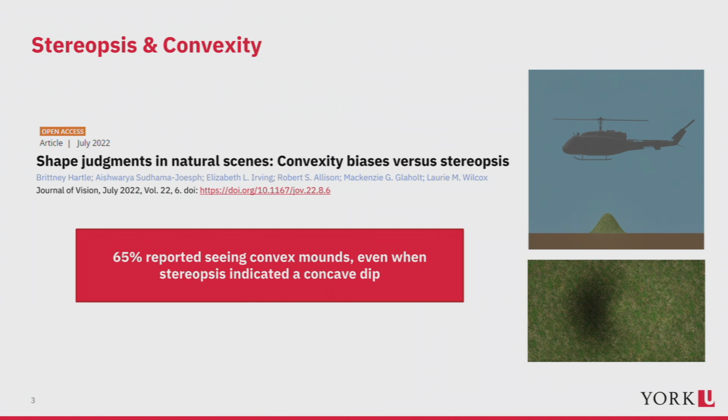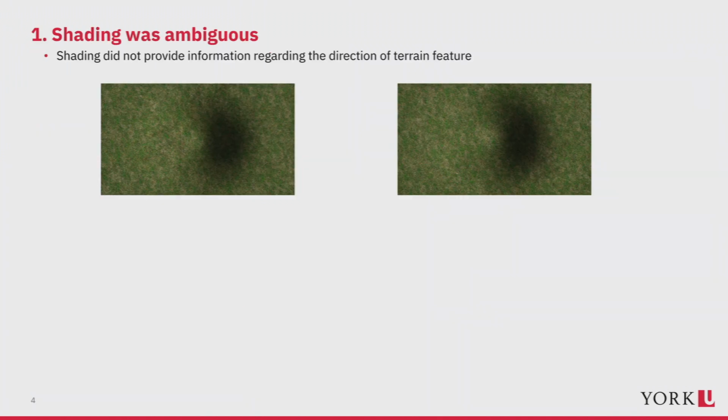And in this study, we did show that stereo was critical for actually doing this type of discrimination, so it was surprising that a terrain with this shading cue could override stereo for the majority of observers. So there is a body of literature that shows there is a general preference for convexity, so why exactly do we find this surprising? So first of all, the shading cue is actually ambiguous. So it doesn't actually give you any information regarding the direction of the terrain feature.